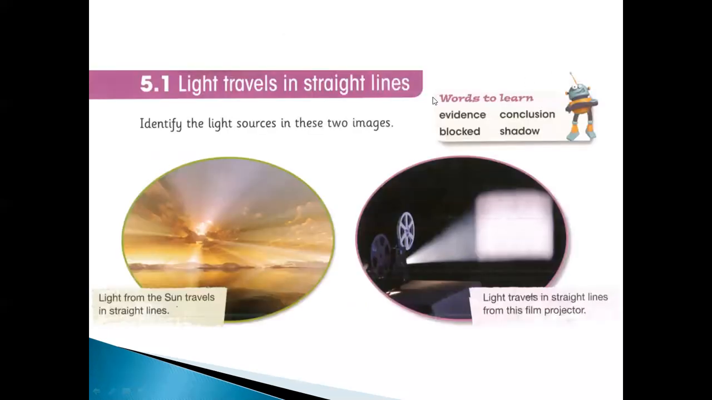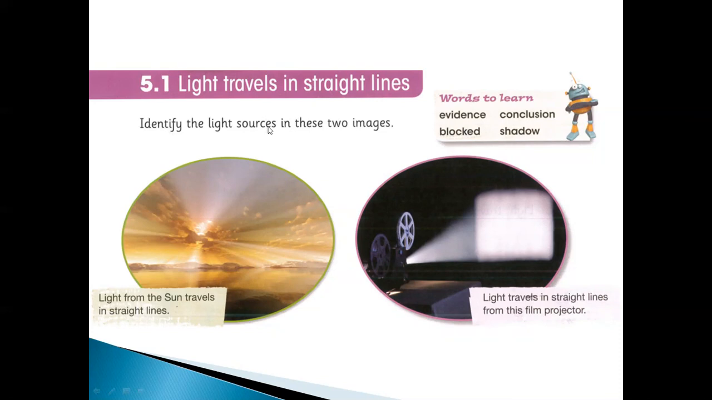Let's start. First of all, the vocabulary words: evidence, conclusion, blocked, and shadow. I hope you know about shadow. If you are standing at a place and the sun is not above your head but in front of you, at 135 or 140 degrees, there is a shadow behind you. Or if you are blocking a light, you can see behind you a black, or colorless, shade. You can also see it at different places. Let's continue so you can understand more.